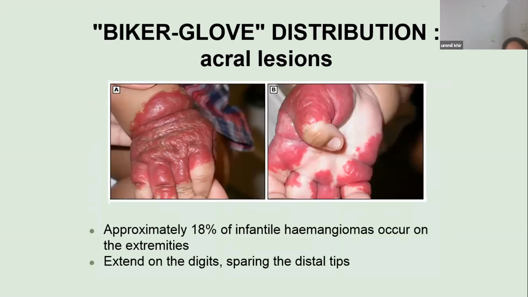Okay, the next one. Okay, this is accreditation. So approximately 80% of infantile hemangioma occur on the extremities, and this large hemangioma in this location exhibits a biker glove distribution, which describes hemangioma that extend on the digit with sparing of the distal tips. Next.